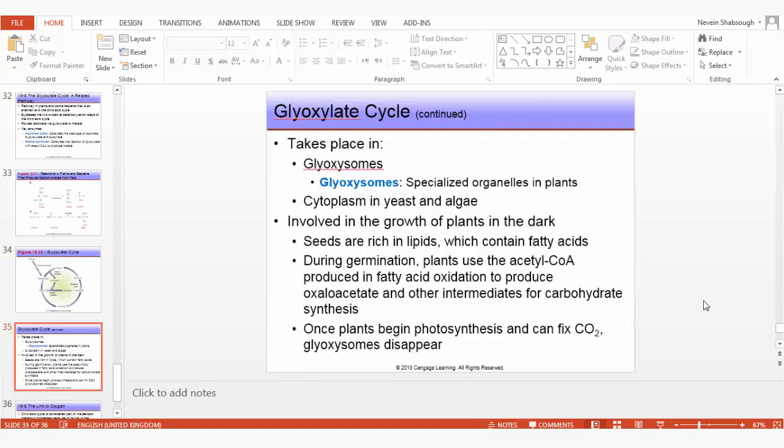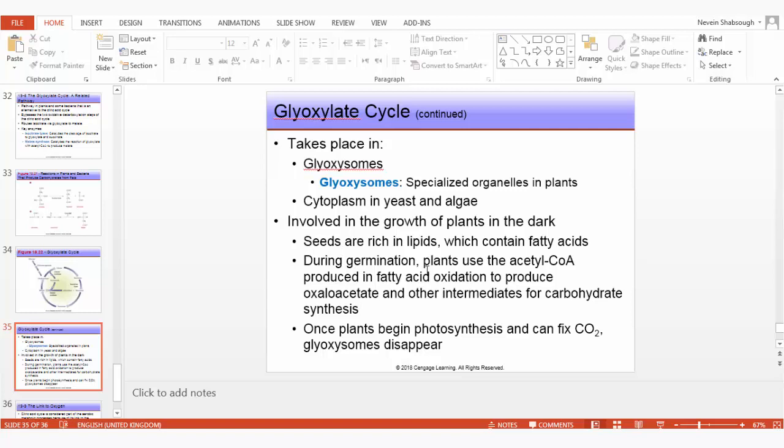It takes place in glyoxysomes. These are specialized organelles in plants. It is very important in germinating seeds. It occurs in glyoxysomes and cytoplasm in yeast and algae, involved in the growth of plants in the dark. Now, the fatty acids stored in the seeds are broken down for energy during germination. Now, the fatty acids give rise to acetyl-CoA, which can enter into the citric acid cycle and release energy in the ways we have already seen.